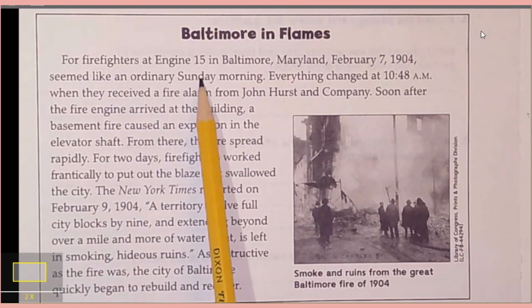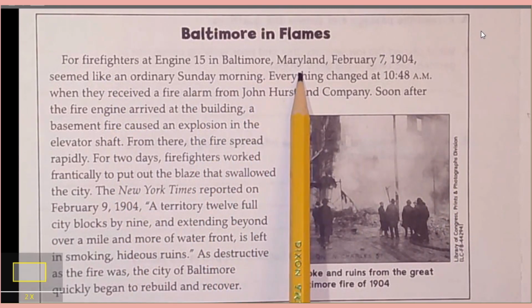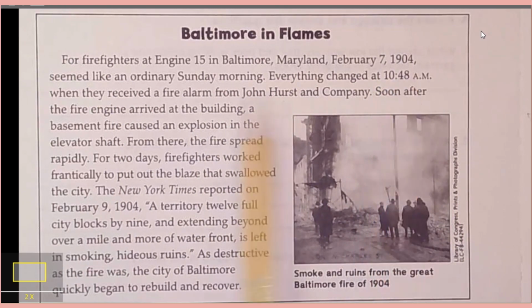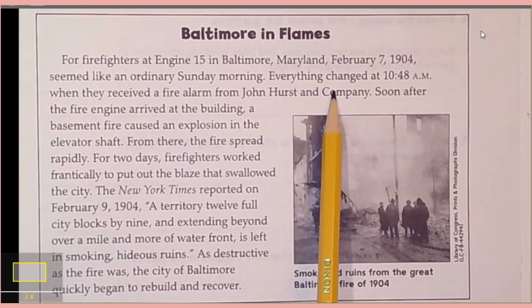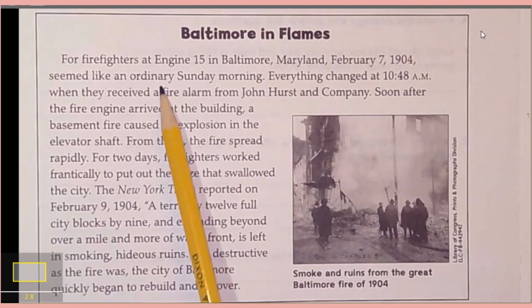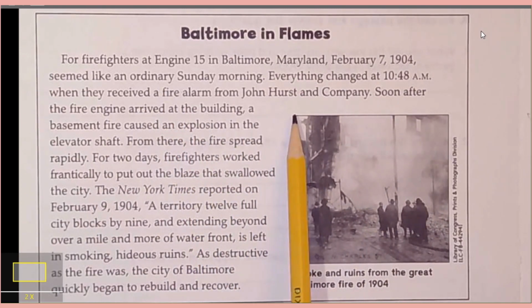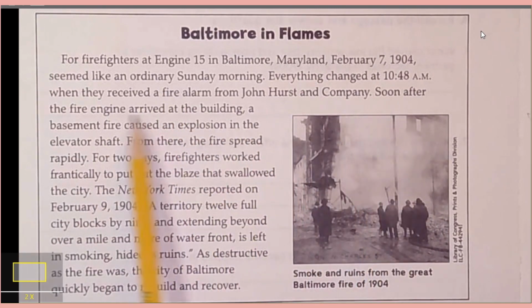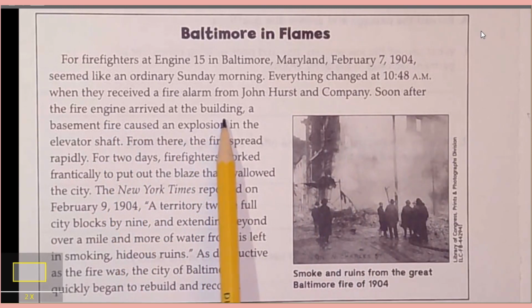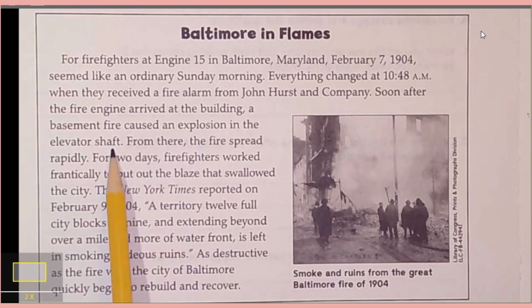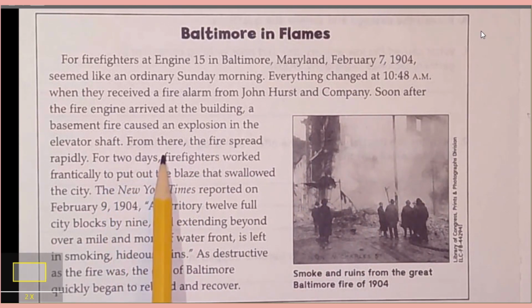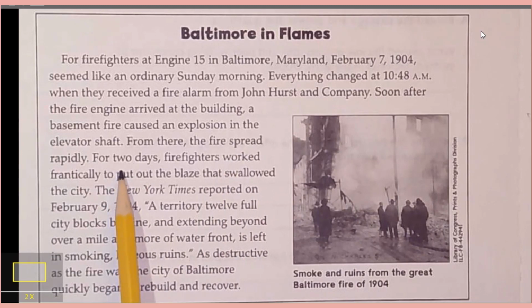For firefighters at Engine 15 in Baltimore, Maryland, February 7th, 1904 seemed like an ordinary Sunday morning. Everything changed at 10:48 a.m. when they received a fire alarm from John Hurst and Company. Soon after the fire engine arrived at the building, a basement fire caused an explosion in the elevator shaft. From there, the fire spread rapidly for 2 days. Firefighters worked frantically to put out the blaze and swallowed the city.